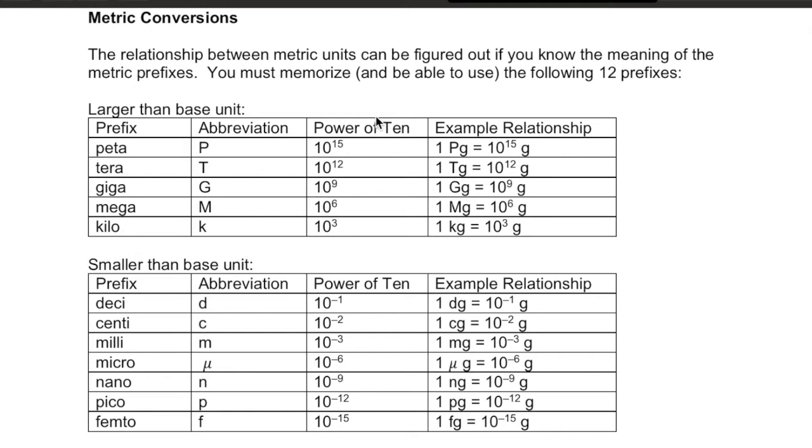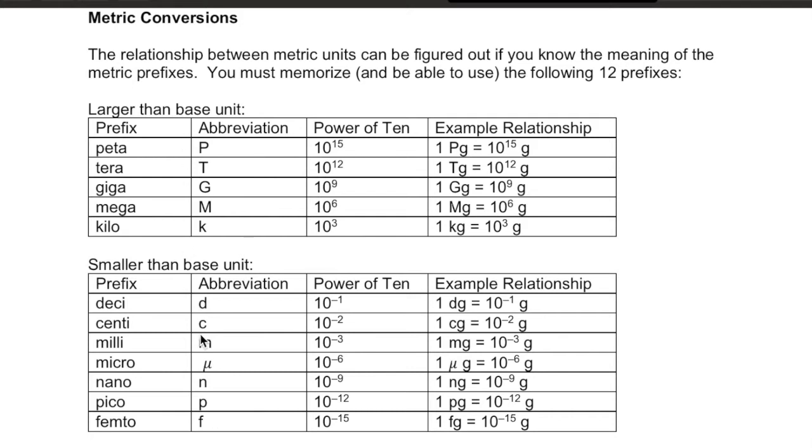All right, so an additional step that's needed when you do a metric conversion is that we need to know what the metric relationship is. So there are these 12 prefixes that you need to have memorized. And when you see a problem, it won't be telling you that a teragram is 10 to the 12th grams.